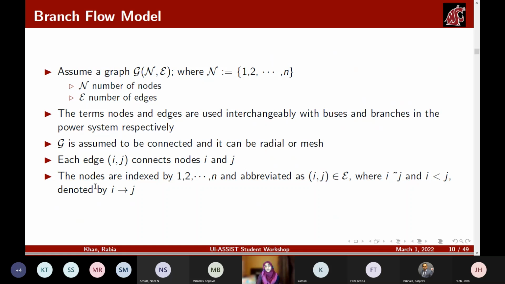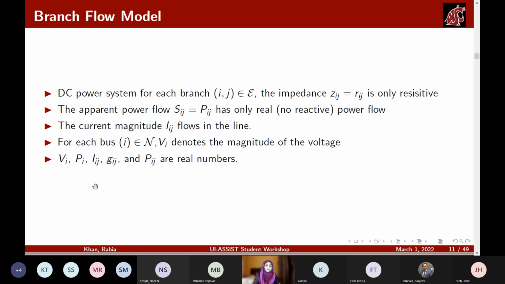The model we are considering in our system is a branch flow model, assuming we have a graph with n number of nodes and e number of edges. The nodes and edges are interchangeable with the buses and branches in the system, and we are assuming the graph G is connected. It can be a radial or mesh system. Each edge or branch connects nodes i and j to one another.